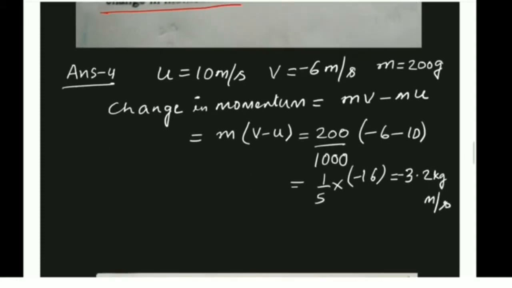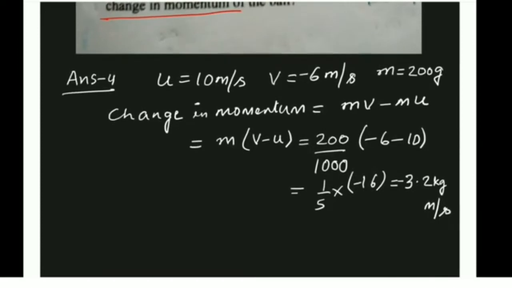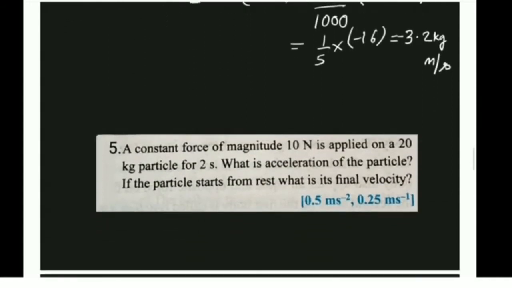Okay, now why is the minus sign coming? Because here the velocity of the body is decreasing. Initial velocity is more, final velocity is less, so that is why the change in momentum is coming negative. Now come to question number 5. What is question number 5?